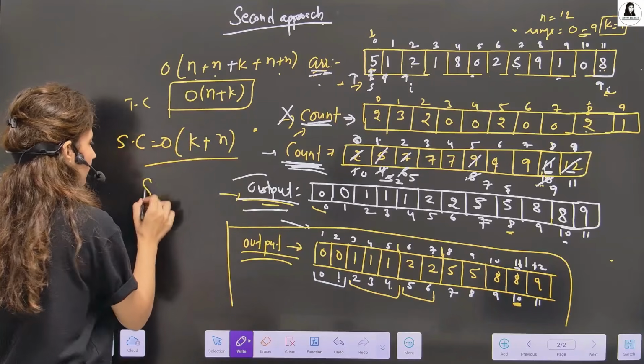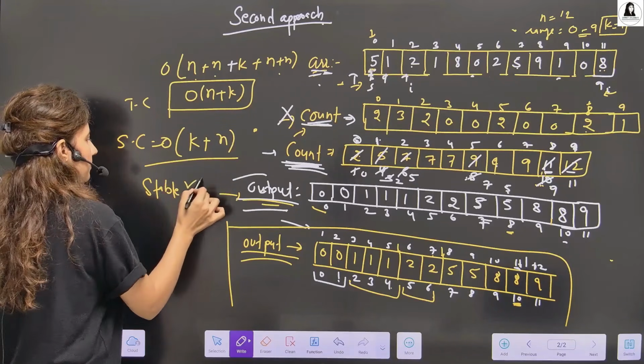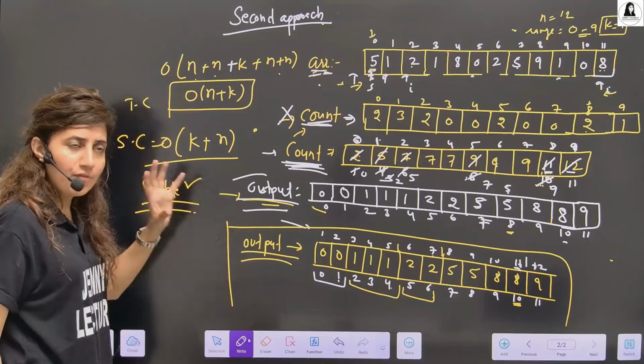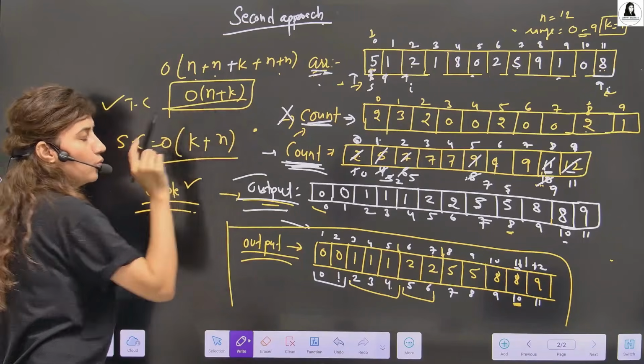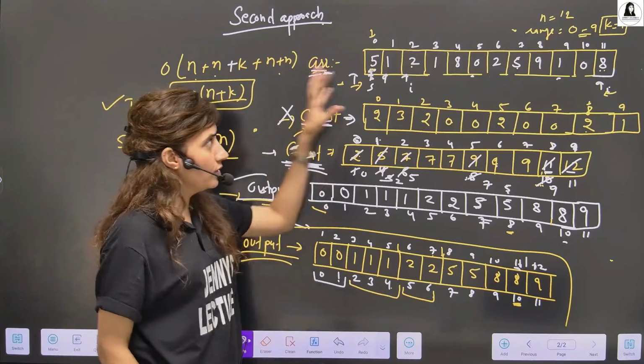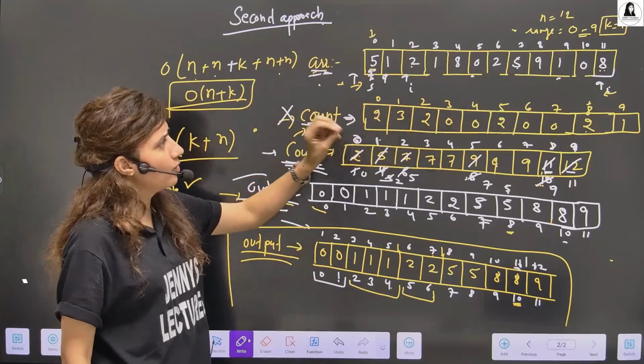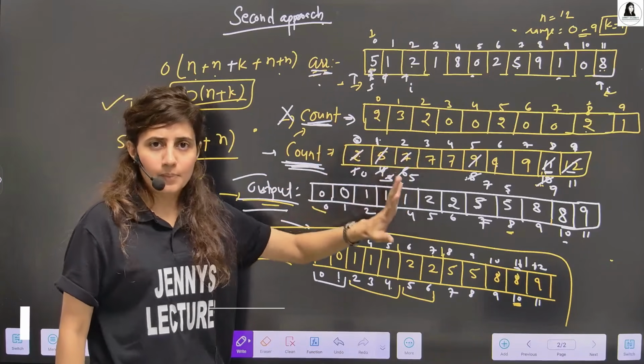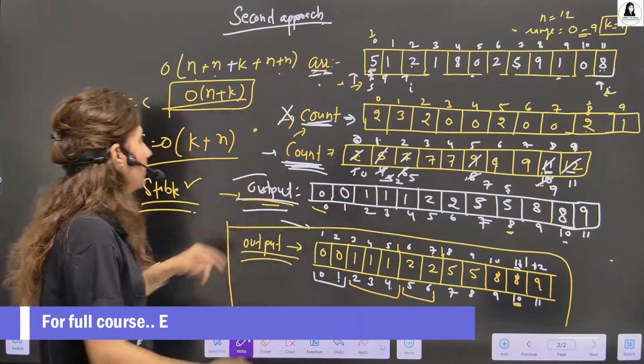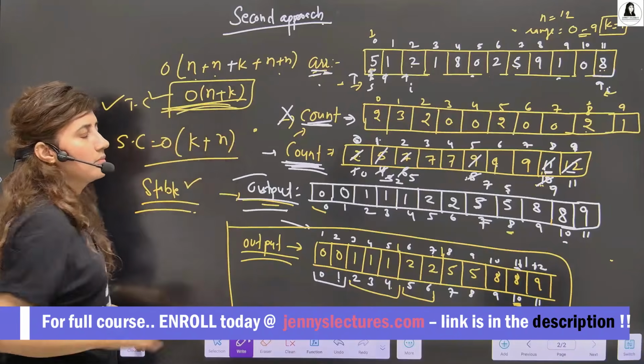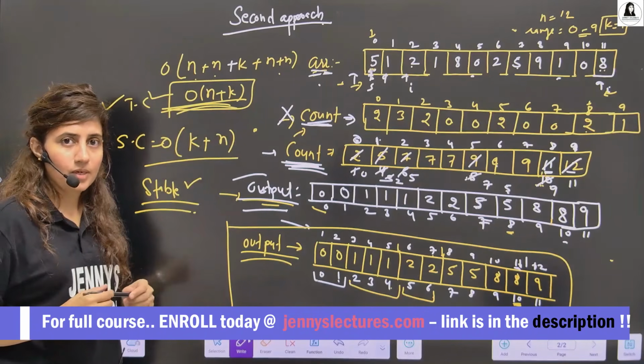And this approach is stable. In every case, the time complexity is this: worst, best, or average case. Whether you have a sorted array in ascending order, descending order, random array, or any array, you get the same time complexity. So it's not adaptive. Is it in place?